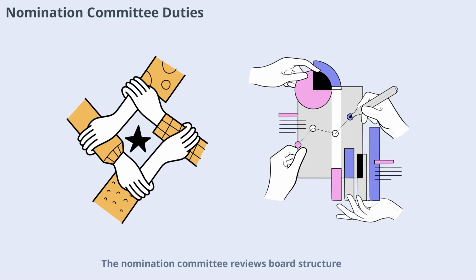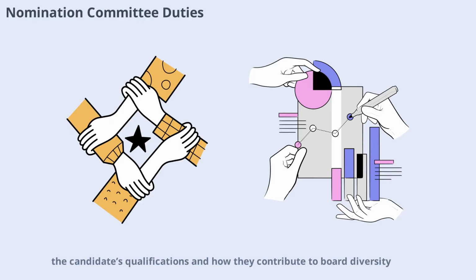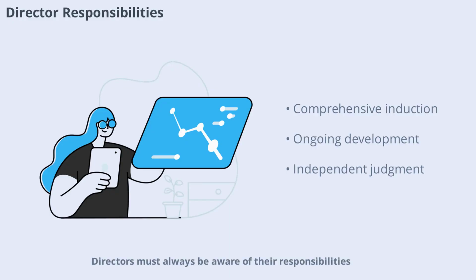The nomination committee reviews board structure, identifies qualified candidates, assesses independence, and recommends appointments. It must have clear terms of reference and sufficient resources to perform its duties. When proposing new independent directors, the committee should explain the selection process, the candidates' qualifications, and how they contribute to board diversity. Directors must always be aware of their responsibilities, including legal and regulatory obligations.